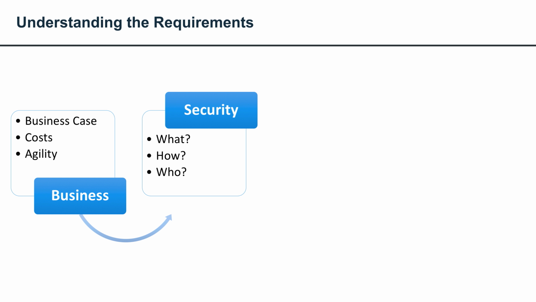Next is security. We need to understand what, how, and who is going to leverage the systems. In other words, what data is there, who's going to leverage that data, and how are they going to leverage that data? Only then can we figure out the certain security requirements and the ways in which we're going to approach hybrid cloud security.